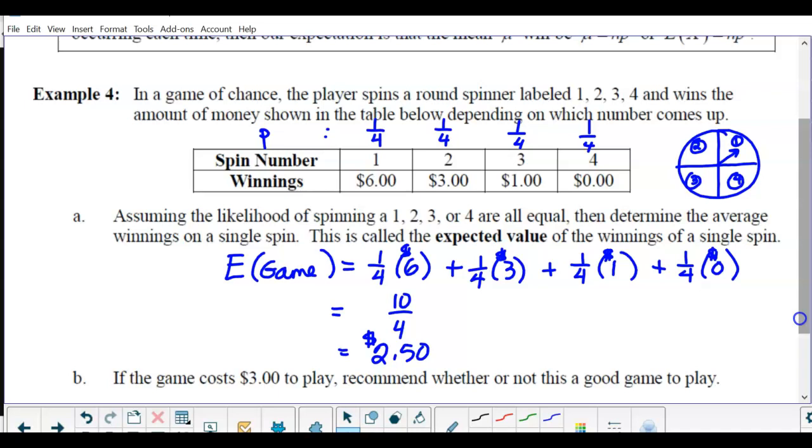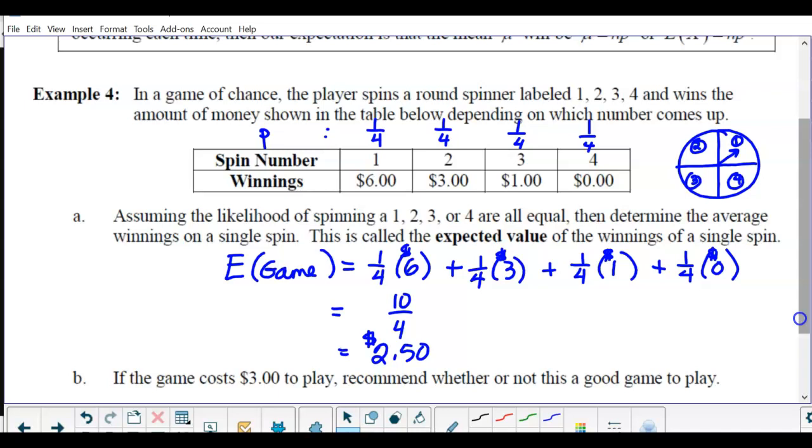Nothing's free in this world. If they charge you $3, is this a good game to play? No. When you get old enough to gamble and maybe go to Las Vegas, you'll hear the term, the house always wins. The house is the casino. They don't play games where the expected value favors the player. They want the house to win more than half the time, but they need to make money off of it.